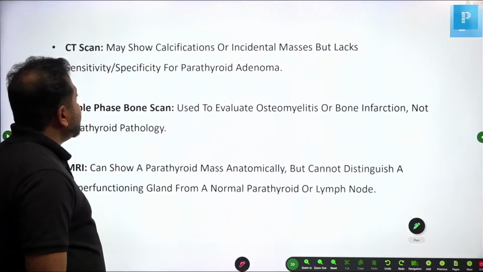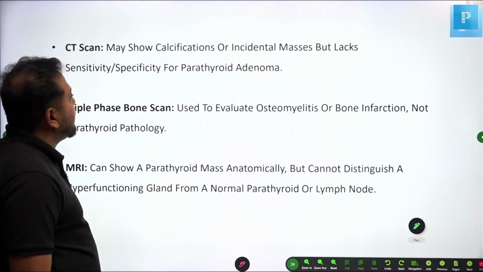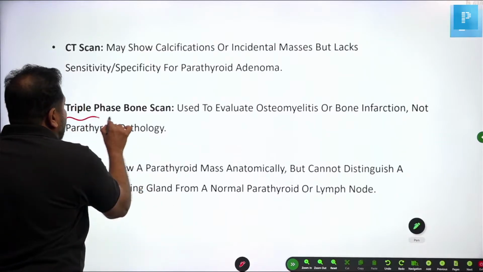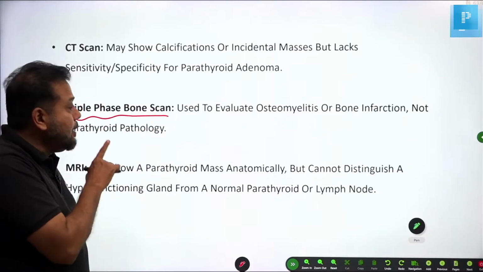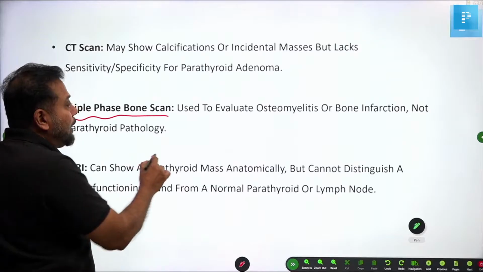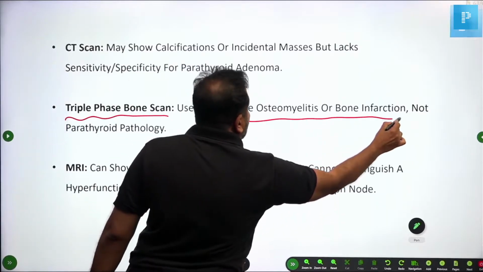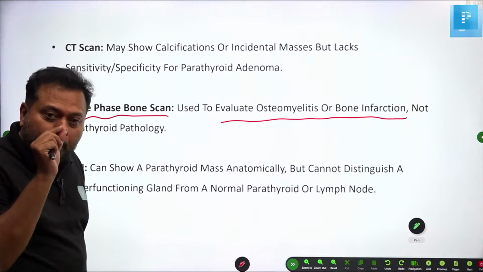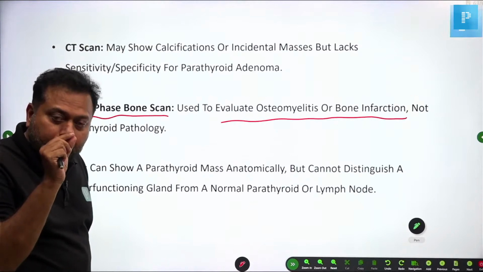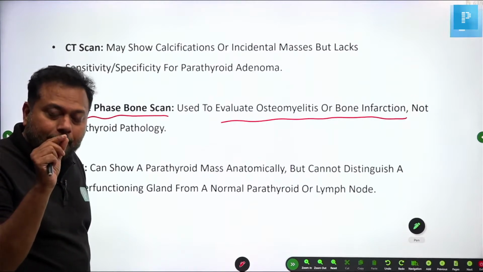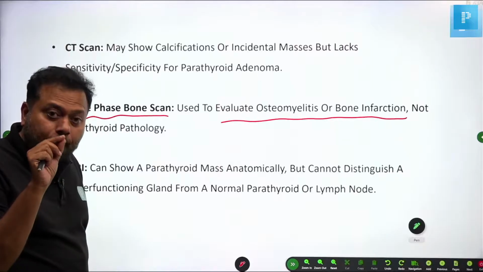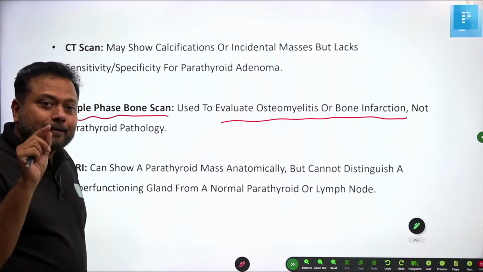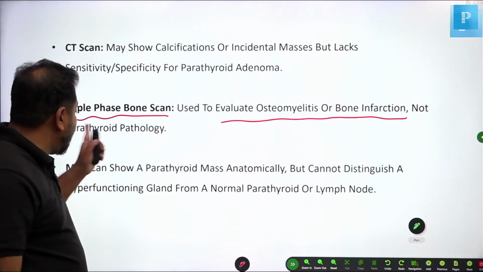Okay. CT scan may show calcification or incidental mass but lacks sensitivity. Triple phase, this is very important. This time they may ask this question. Triple phase bone scan is used to evaluate osteomyelitis or bone infarction, not parathyroid. Bone infarction means one particular part of bone is infarcted because of lack of blood supply. So for bone infarction and osteomyelitis, the scan that is used is called triple phase scan.